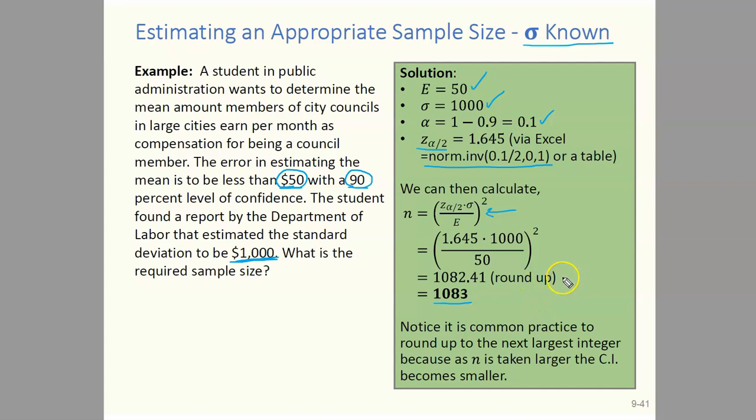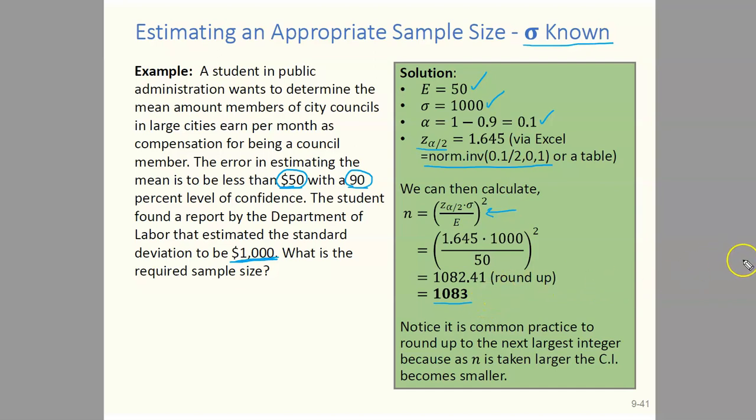Note that usually you'll see these numbers rounded up because we want to determine a minimal sample size. So by rounding it up, we're playing it a little bit safer than if we round it down. So the student should use a sample size of 1083 so they can state that their point estimate or sample mean is within $50 of the actual mean with a confidence level of 90%.